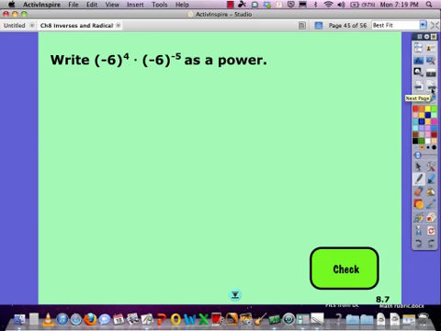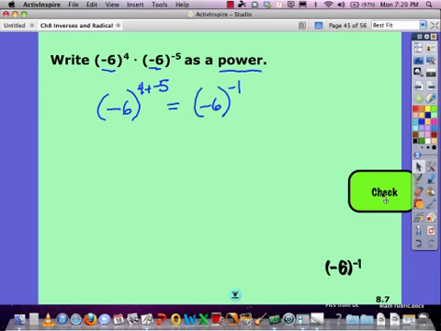Write this expression, -6 to the 4th times -6 to the 5th, as a power. Now remember, we have a rule. If your bases are alike, they are, the rule was add the exponents. So we're going to add, and when we add 4 plus -5, most of you know that leaves us with a -1. And it just says write as a power. So we want to leave it just like this. It doesn't say turn me to a fraction, turn me to a decimal, turn me to a number. We should be looking at exactly what we have.